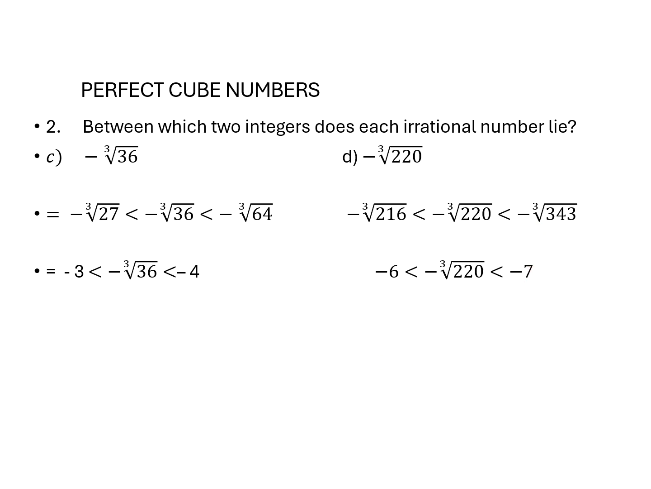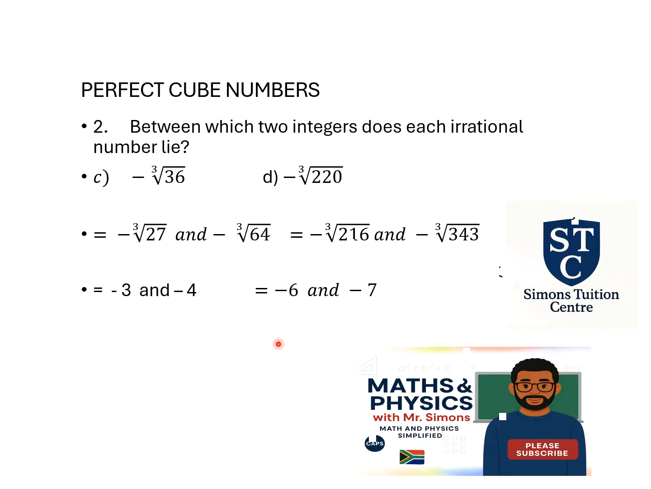And if we do it the other way around, we simply put and: negative cube root 27 and negative cube root 64, negative 3 and negative 4. And for the other, negative cube root 216 and negative cube root 343, negative 6 and negative 7. So I hope you follow. That is one of our last questions in the variations we test.